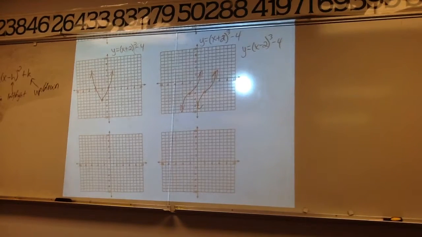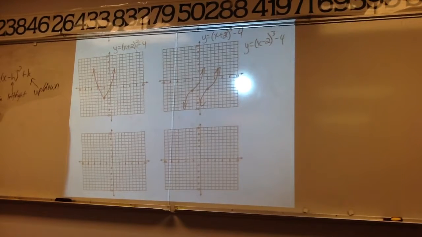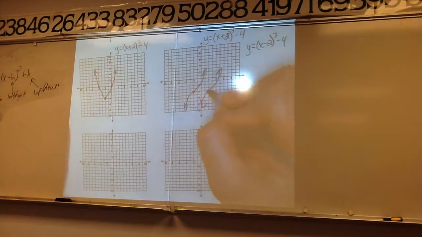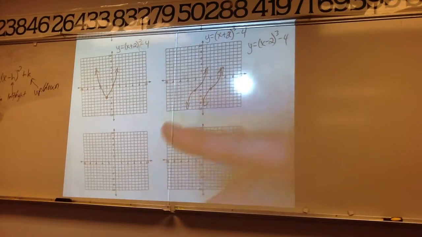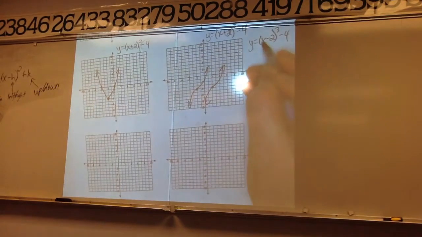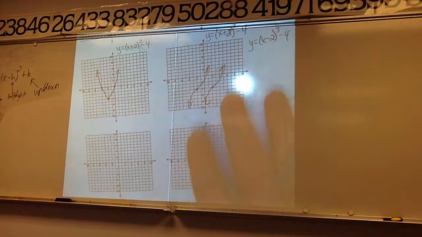Wait, how do you get the top one to go this way and the bottom one to go that way? How do you know where to go? You're saying, how do you get the arrow on top to go the other way, to the left? Like that? Yeah. You'd have to put a negative in front. Okay. That would flip it. Or a negative on the inside also, but we're not even there yet. Right now, they're all just going to be pretty basic. Okay.